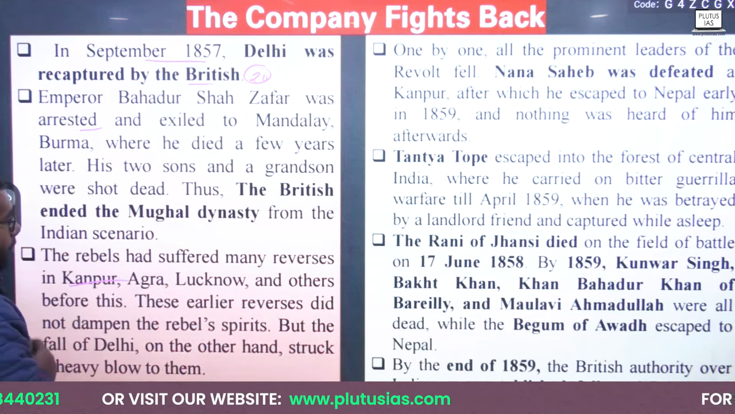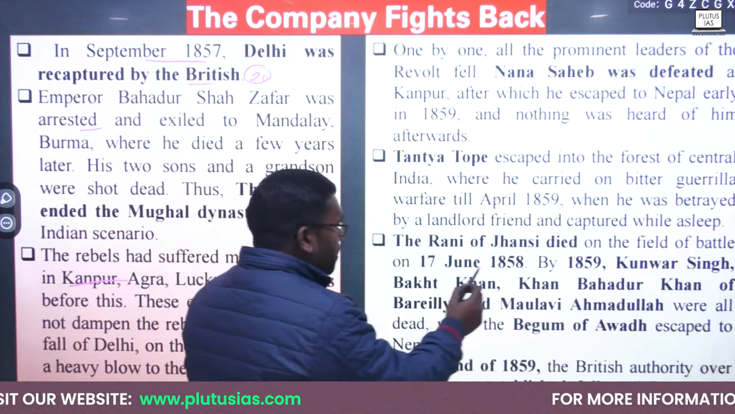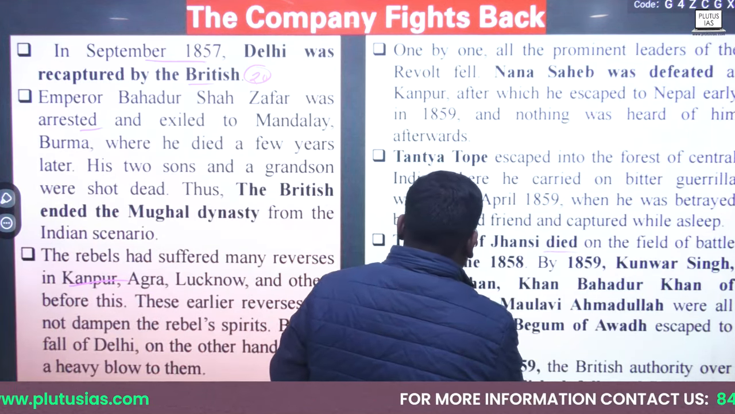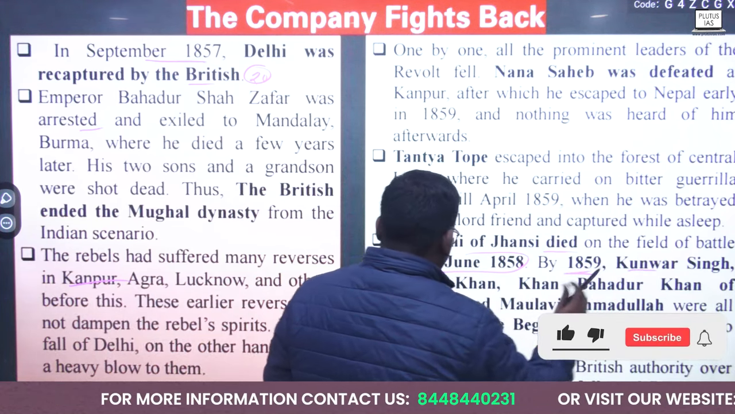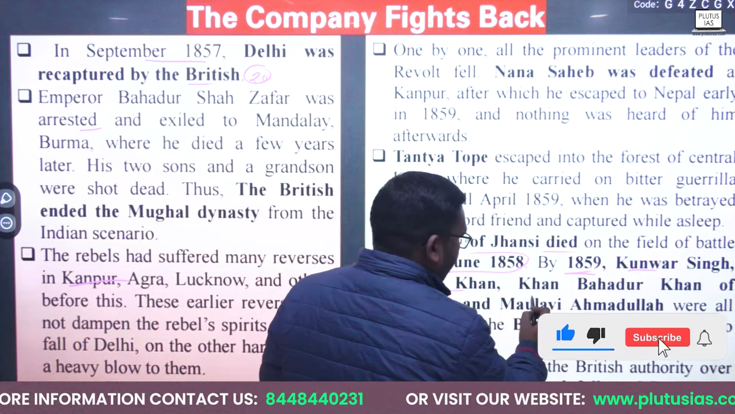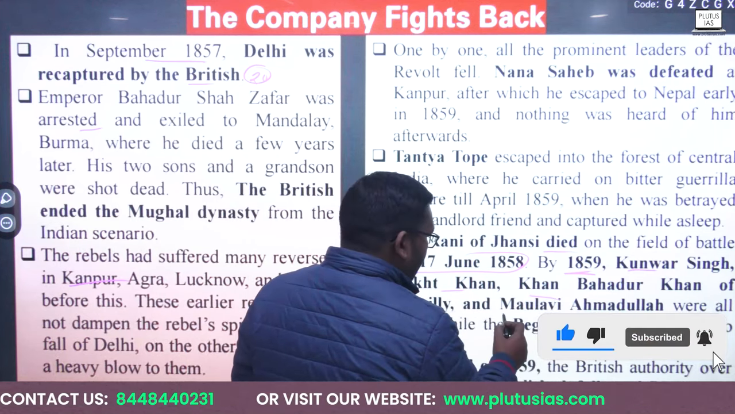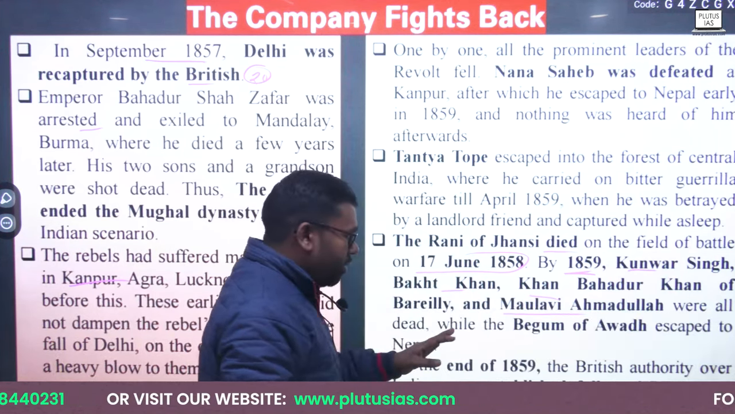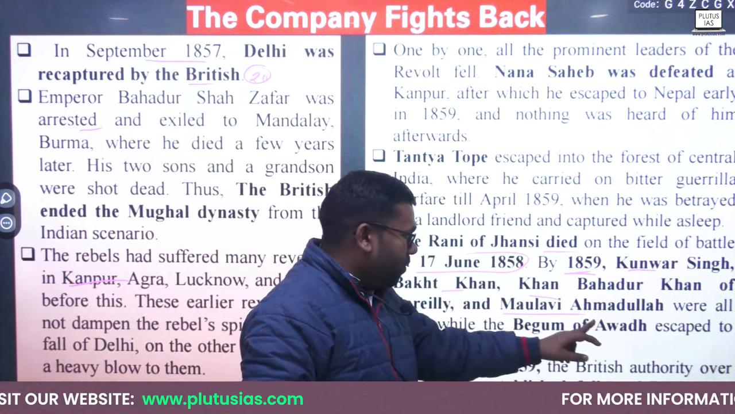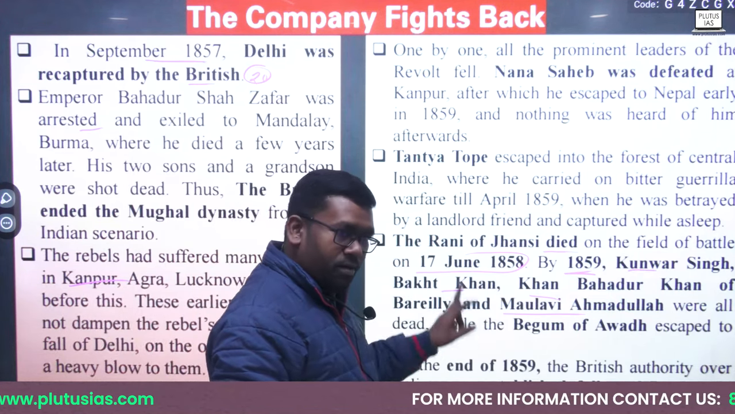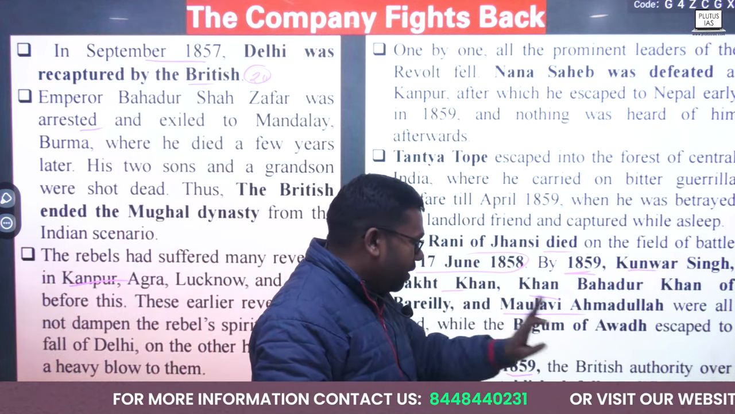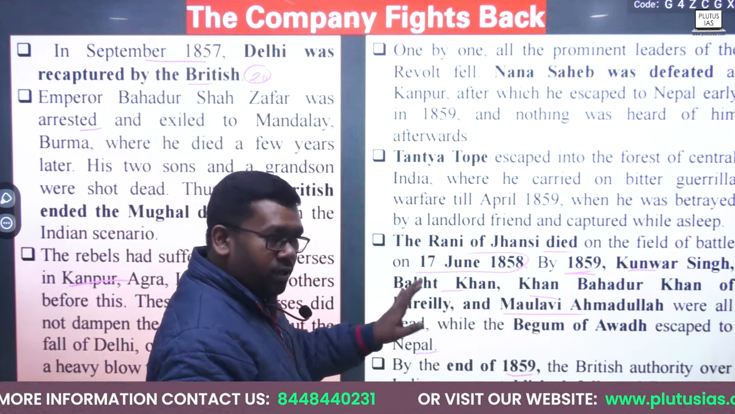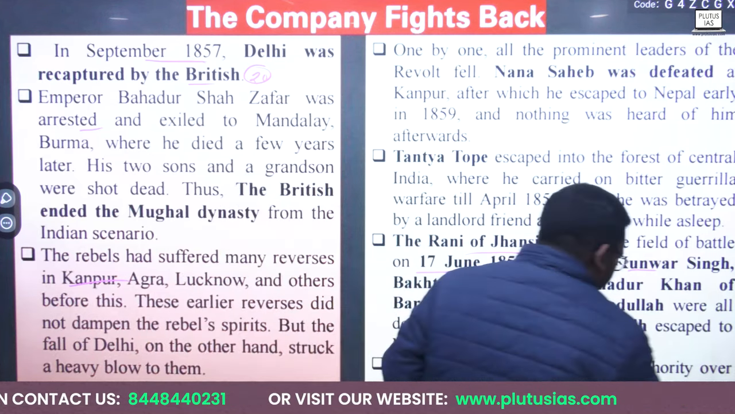Then we have other dynasty camp. कानपुर में रिबेल हुआ तो वहां पे गए. Then Jhansi ki Rani, she died on the battlefield on 17 June 1858. By 1859, Kunwar Singh also died. Bagh Khan, then we have Khan Bahadur of Bareilly and Maulvi Ahmadullah were also dead by this time. While Begum of Awadh escaped to Nepal. उन Nepal चले गए. By the end of 1859, Britishers' authority had taken over and they had re-established their rule.